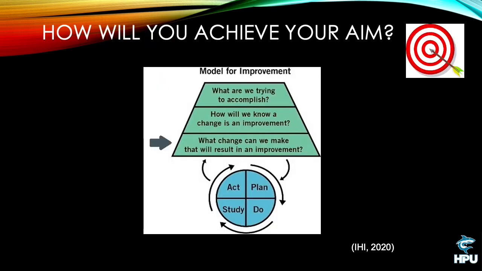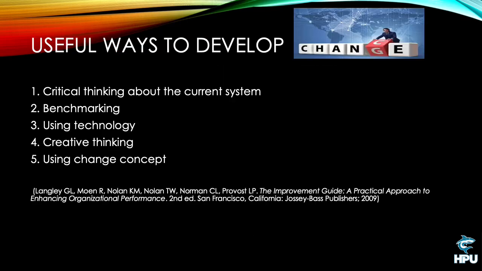How will you achieve your aim? It's the third question in the model for improvement: what change can we make that will result in improvement? There are useful ways to develop changes. Number 1, critical thinking about the current system. Benchmarking. Benchmarking is comparing your own process to best practice, which can help you identify whether your own system falls short or not.